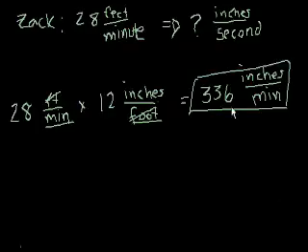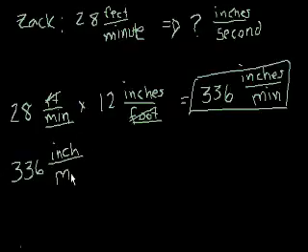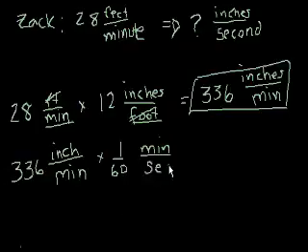So I'm going to be going 336 inches per minute, and I want to know how many inches per second. Well, what do we know? We know that 1 minute, and notice I write it in the numerator here because I want to cancel it out with this minute here. 1 minute is equal to how many seconds? It equals 60 seconds, right?